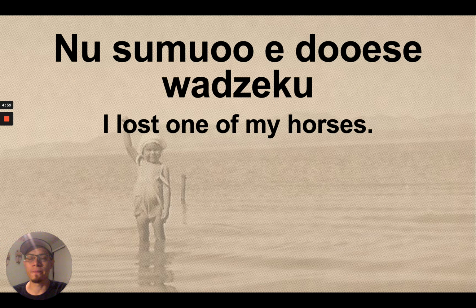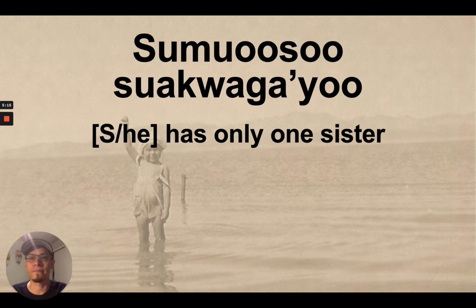Another example. Ne sumu'yoo ishi wadziku. I lost one of my horses. Again, one is the object of the verb lost. So it takes this "oo" form, sumu'oo. Sumu'oo aaba-ga'yoo. She or he has only one sister. Again, this one has the SOO ending, so it has that sense of only one sister, or just one sister.